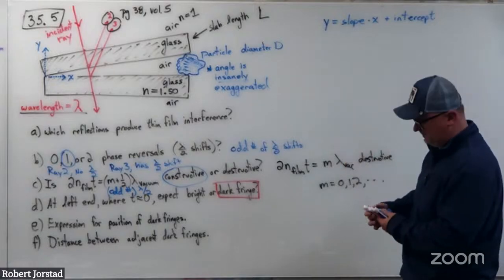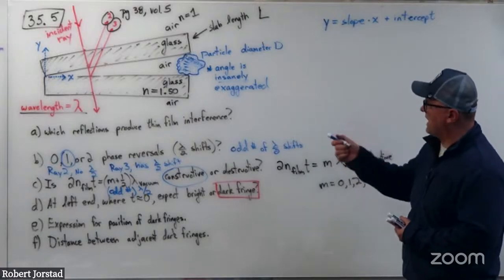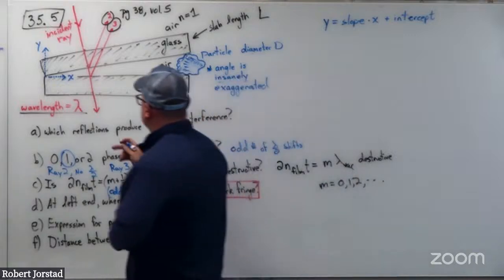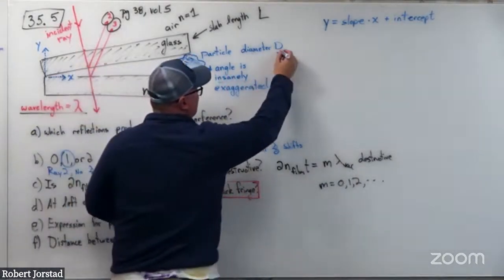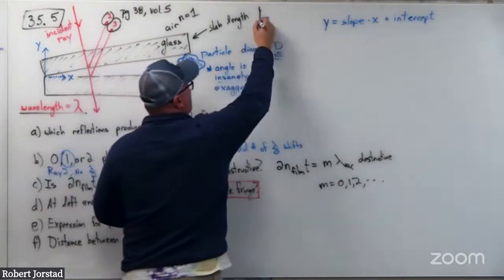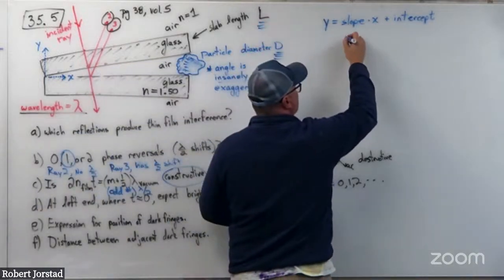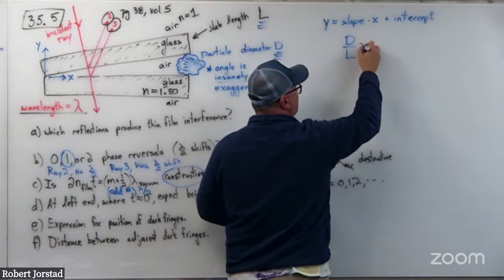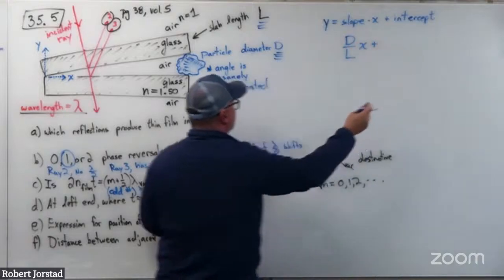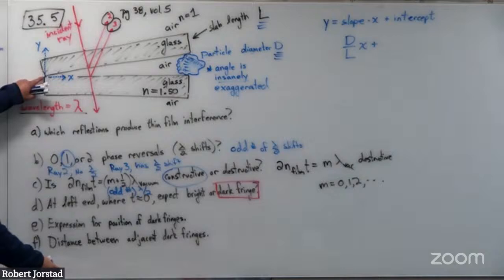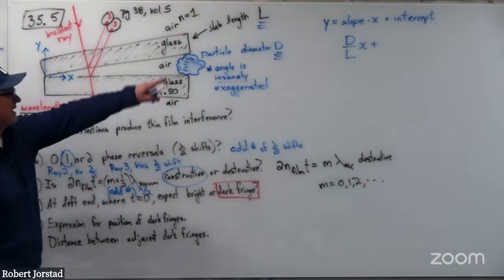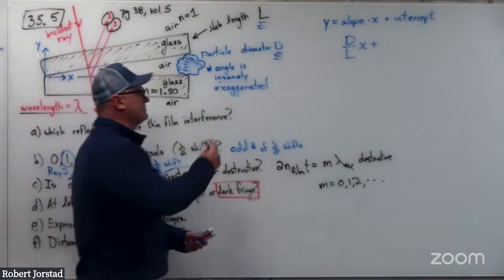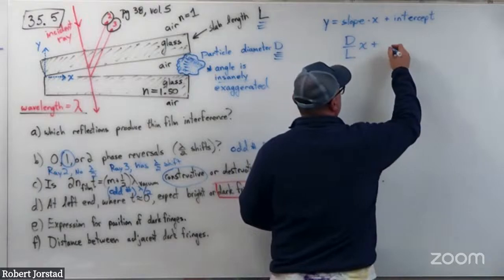Here we go. The slope, that's rise over run in this case. Rise is D, run is L, so this should be D over L, x, plus intercept. In this particular problem, the intercept is 0. I could mix this test question up and have the particle at this end, just so you have a different equation. It's easy to mix things up that way. Plus the intercept is 0.